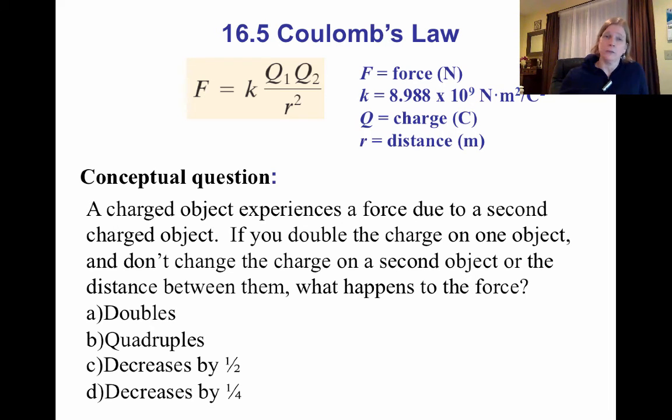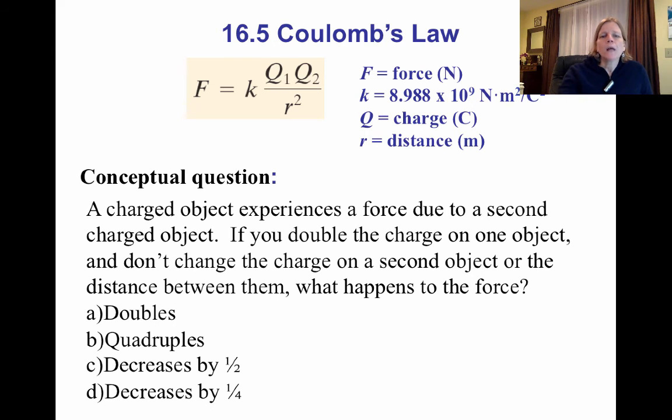So if you mastered those sort of conceptual questions for universal gravitation, this should be very straightforward. But if you didn't, now's a good time not just to master doing them for Coulomb's law, but you can apply your abilities back to universal gravitation. Okay, so let's try a conceptual question. A charged object experiences a force due to a second charged object. If you double the charge in one object and don't change the charge on the second object or the distance between them, what happens to the force? So pause the tape, think about it a bit, come back when you're ready.